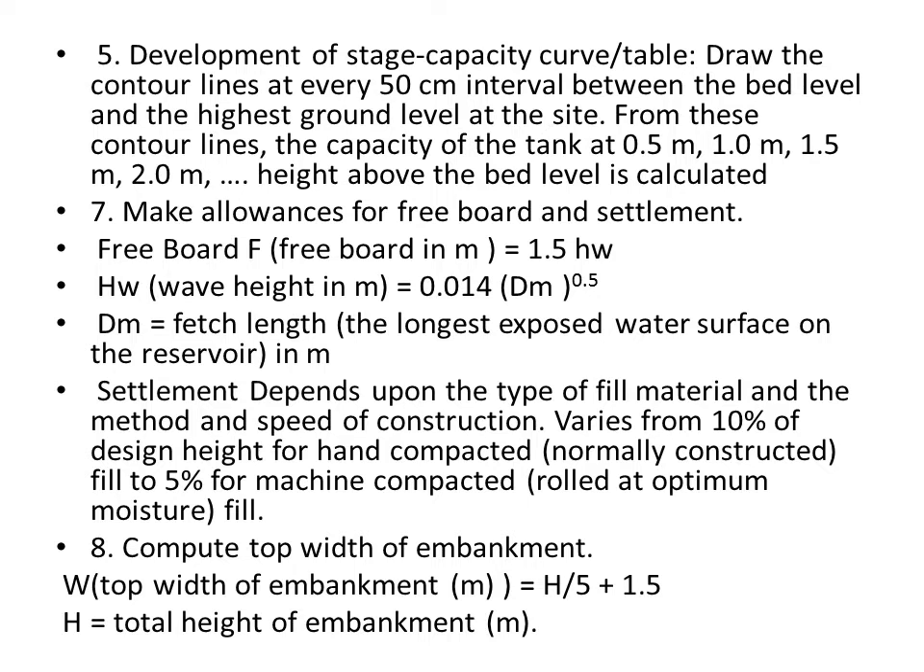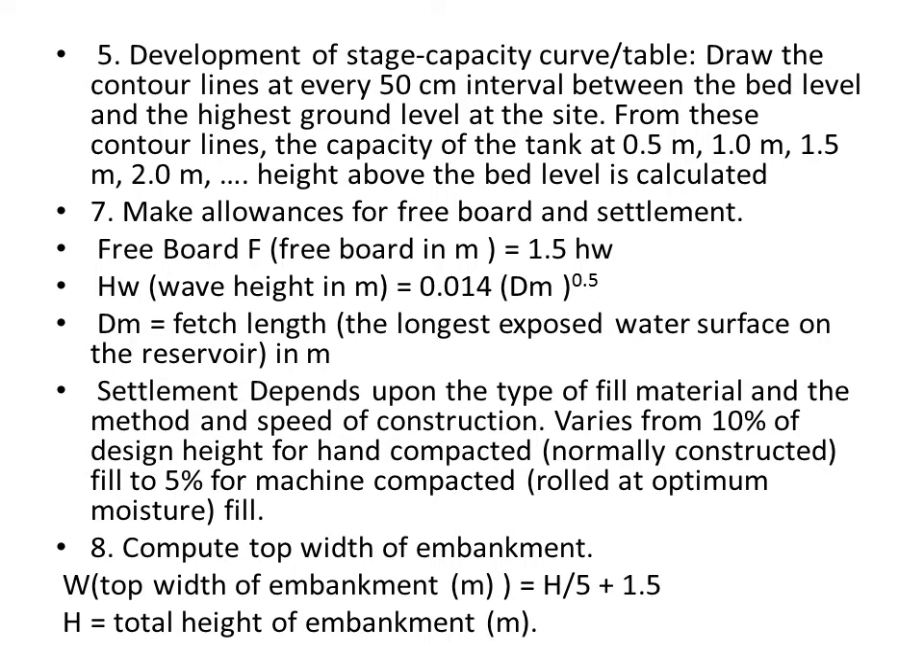From these contour lines, the capacity of the tank at 0.5 meter, 1 meter, 1.5 meter, 2 meter, etc. height above the bed level is calculated. Make allowances for freeboard and settlement. So you have to make the provision for the freeboard and the settlement. Freeboard is usually 1.5 HW, where HW is the height of the wave. So when you store the water, there will be generation of some waves, and depending on that wave height, you have to decide for the freeboard.